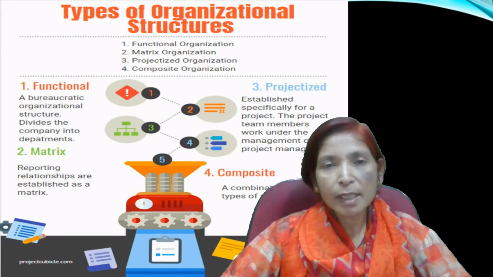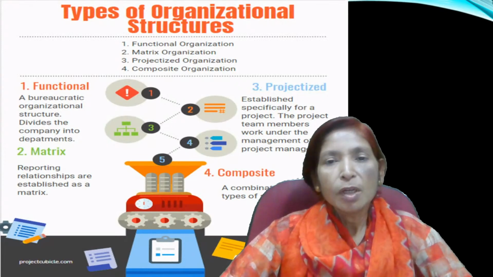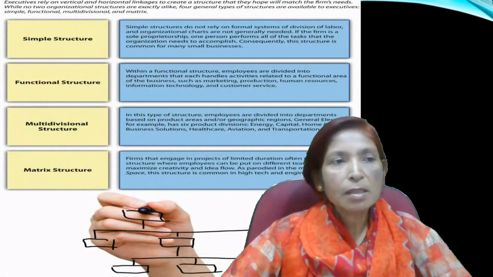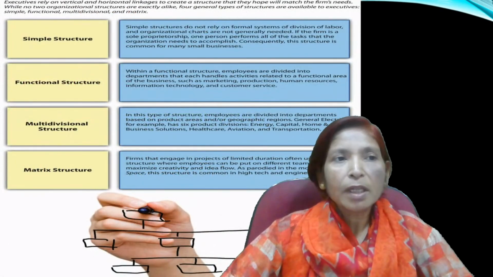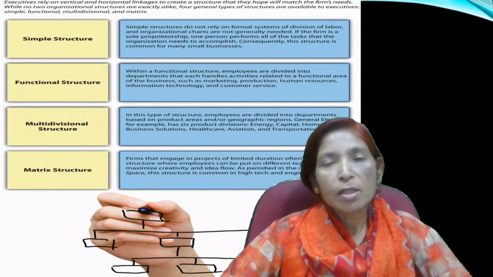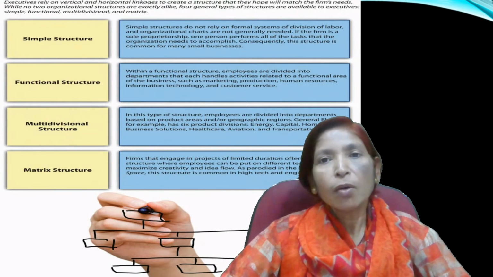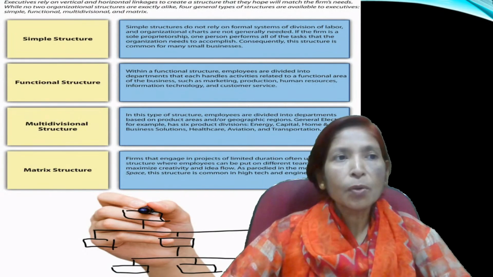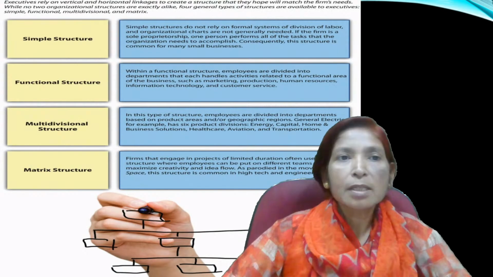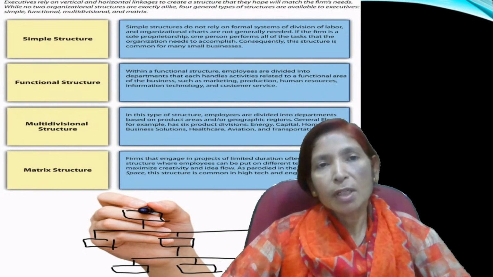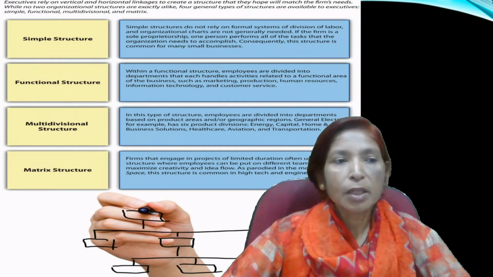One is functional, second is matrix, third is projectized, and fourth is composite. Now next is executives. Executives rely on vertical and horizontal linkages to create structure that they hope will match the firm's need. While no two organization structures are exactly alike, four general types of structures are available to executives.